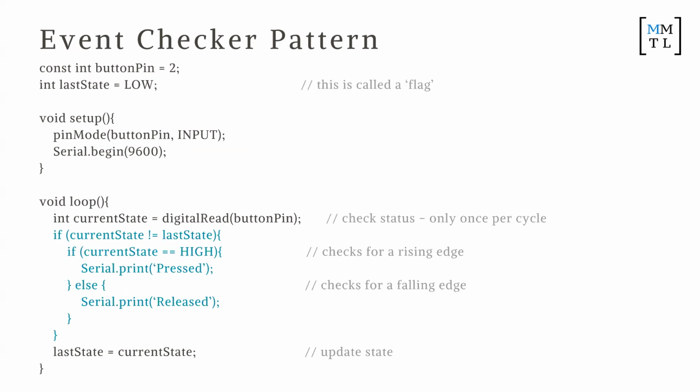So this is what the code looks like if you want to print both during press and release, okay? So we just follow the logic. If current state doesn't equal last state, then if it's high, we print press, else we print release.